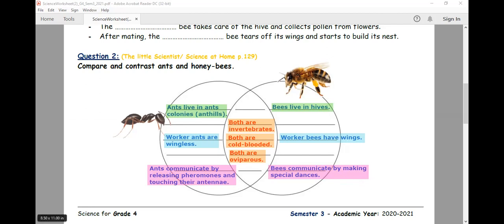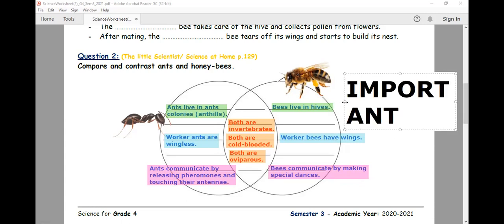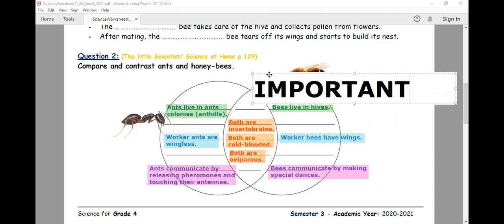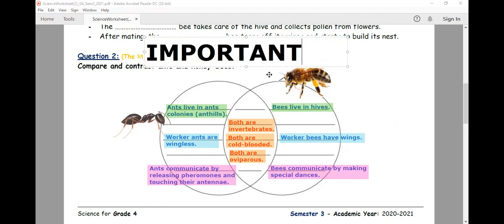Did we all get this? Should I repeat? Did you all get this? Yes. Great. This is important for your quiz, and I will write it right here. Is it important for your quiz? Yes. This is important for the quiz.